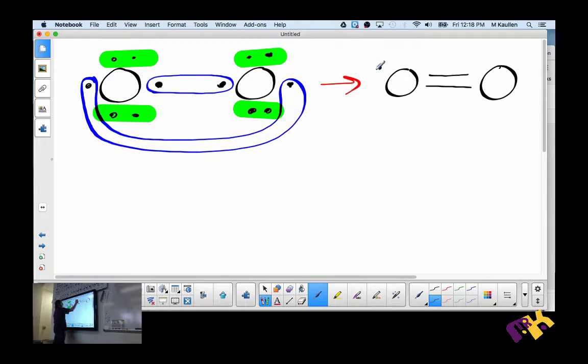So here we go. Our 1, 2, 3, and 4 dots on this guy. Our 1, 2, 3, and 4 dots on the other one. So that would be it. That would be showing the final product of these guys hanging out and forming a molecule of oxygen gas.